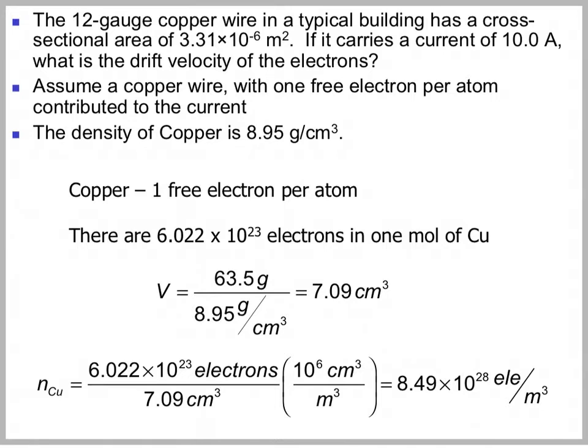So the density of electrons in 1 mole of copper. So in 1 mole of copper, we know there's 6.022 times 10 to the 23rd electrons, divided by 7.09 cubic centimeters, but I need that to be electrons per cubic meter, so there's 10 to the 6 cubic centimeters in a cubic meter, and that gives us 8.49 times 10 to the 28 electrons in a cubic meter of copper that are free to move.